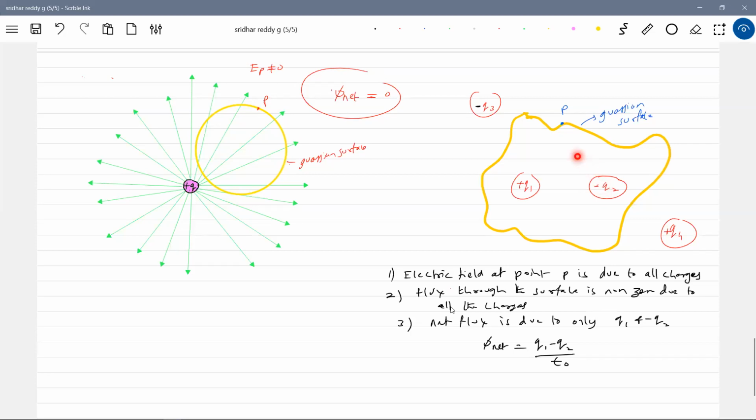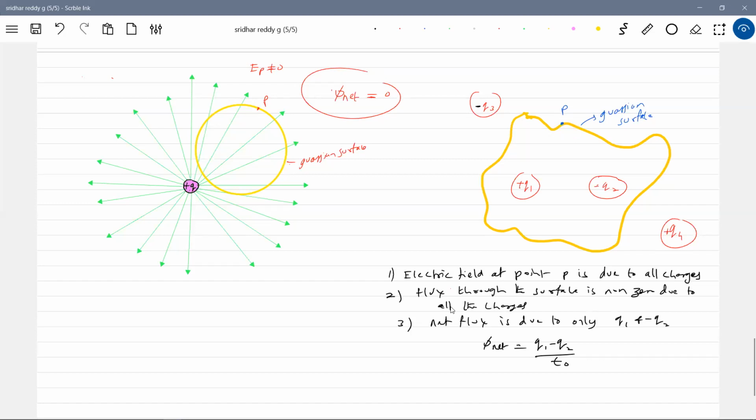Now I'll move this minus Q2 somewhere here. Then also the net flux will be this much only. But the field strength at point P will change, because the position of point charges determines it. So this shows that the field strength is due to point charges, irrespective of the position of the Gaussian surface. What about the flux? Flux depends only upon the net charge enclosed. Where the point charges are inside the Gaussian surface, we need not bother. Getting the idea? If I shift minus Q2 somewhere here, the answer will be the same, but the field strength at point P will become some other value.